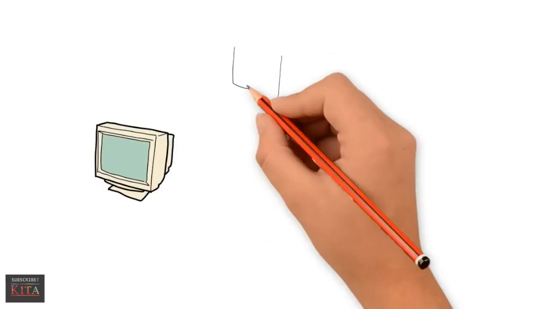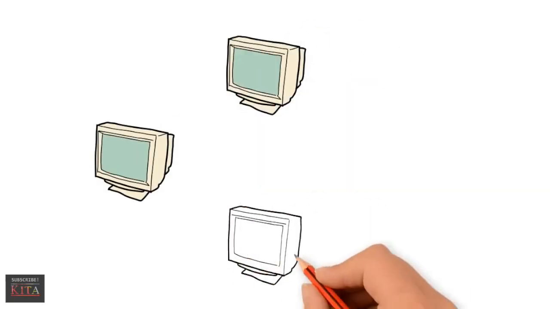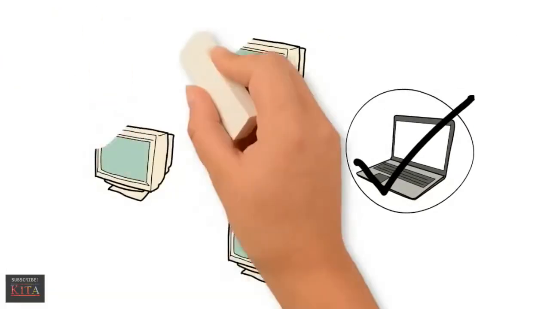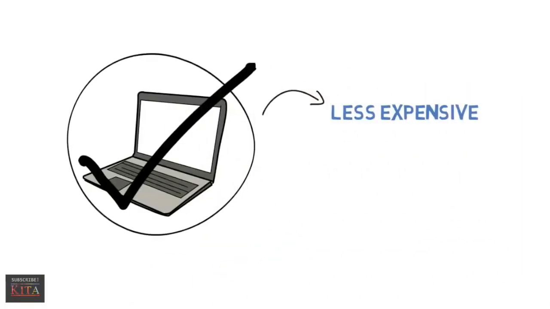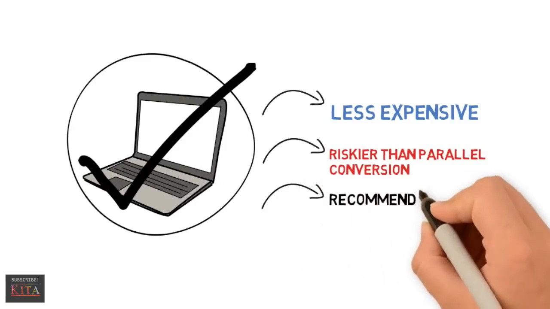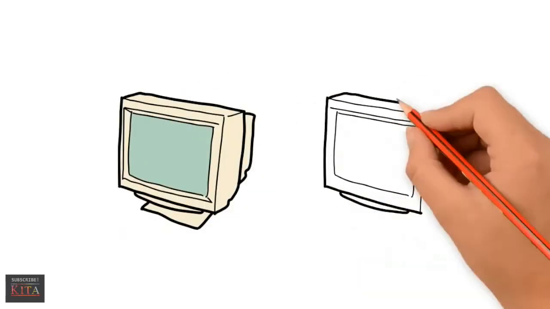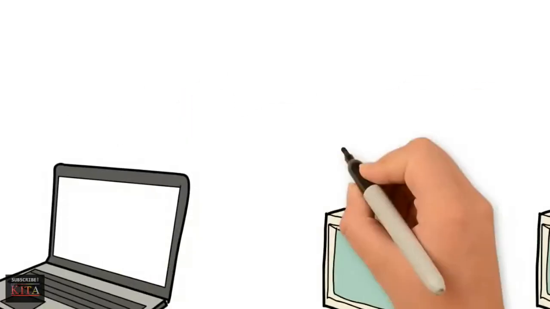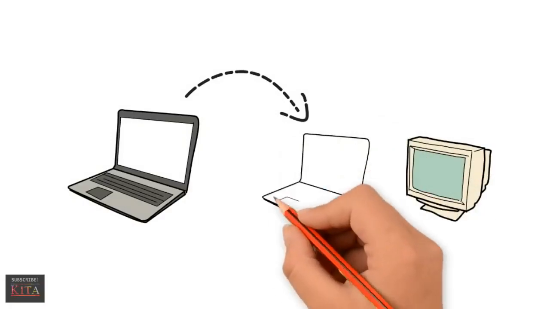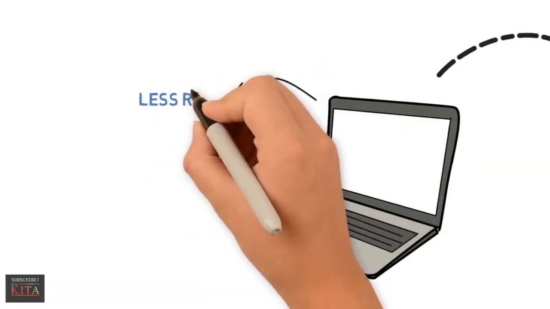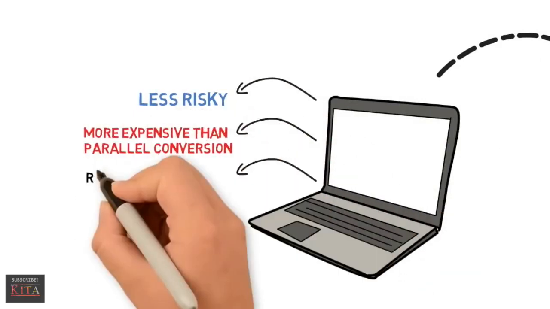Pilot approach is converting only one part of the organization to the new system, until the new system proves its worth. It is less expensive but riskier than parallel conversion. It is recommended for situations with many people performing similar operations. Phased approach is gradually implementing the new system to the entire organization, which is less risky but more expensive than parallel conversion. It is recommended for situations with many people performing different operations.